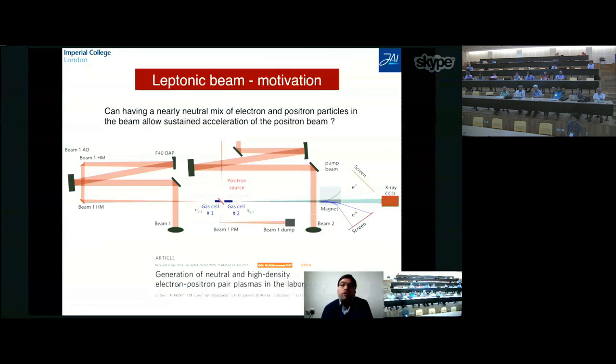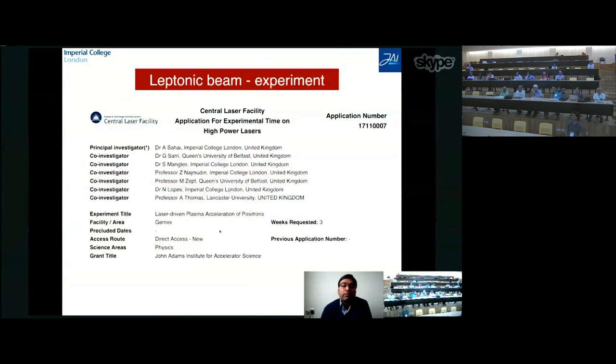So what are we currently doing? We are trying to model this leptonic beam behavior interacting with the plasma wave better, and we are able to show that we can gain about a GeV energy for an initially injected positron beam, and we are also able to show that in some cases we are able to double the energy of the initially injected positron. And this is a current proposal for doing this experiment at Gemini, which we submitted last year in November, and we are planning to resubmit it for this cycle of the upcoming CLF call for proposals.